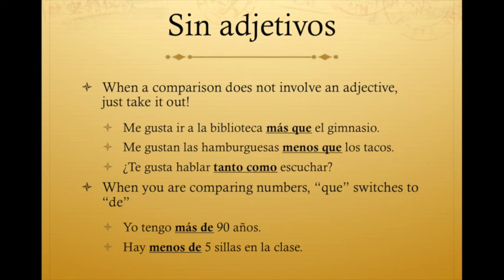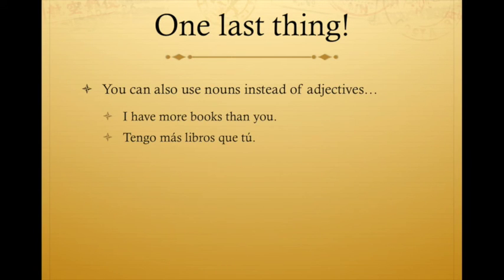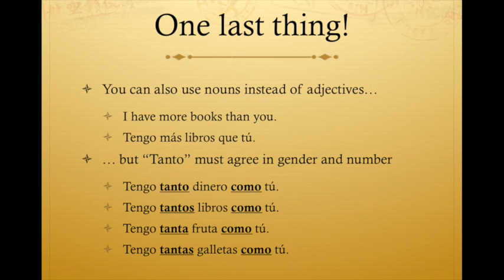When you are comparing numbers, que switches to de. So if you want to say, I have more than 90 years, or I am over 90 years old, you'd say, yo tengo más de 90 años. If you want to say, there are less than 5 chairs in the class, you'd say, hay menos de 5 sillas en la clase. And then one last thing, you can also use nouns instead of adjectives. So if you wanted to express comparisons in terms of nouns, for example, saying, I have more books than you, where books is a noun, you'd say, tengo más libros que tú. Or tengo menos libros que tú.